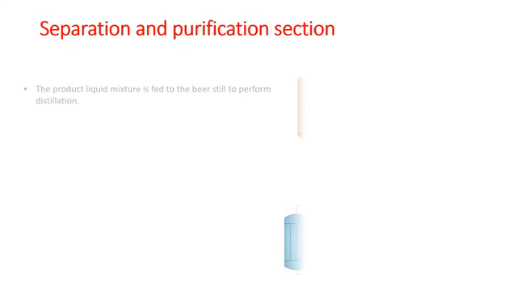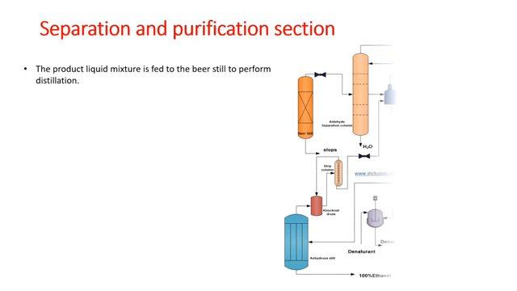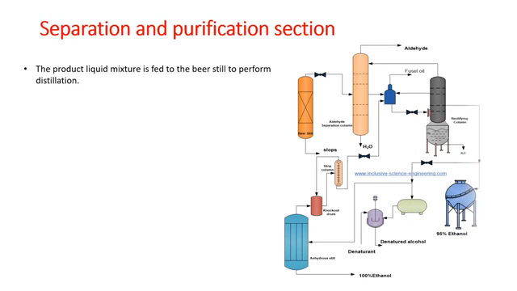The product liquid mixture is fed to the beer still to perform distillation. Solid and slurry masses are separated, leaving the solution of alcohol and water. The concentration of alcohol in the liquid mixture would be around 8 to 10%.